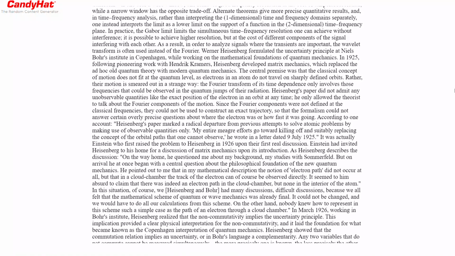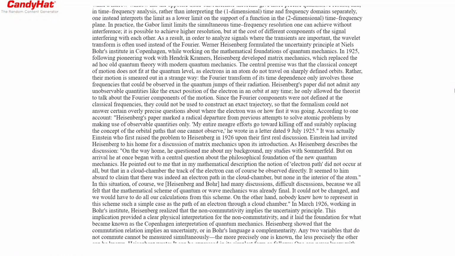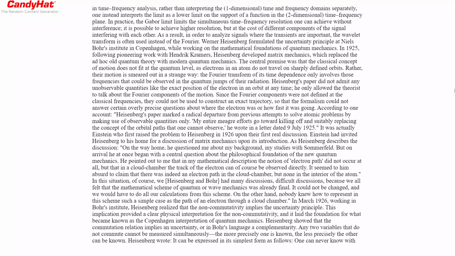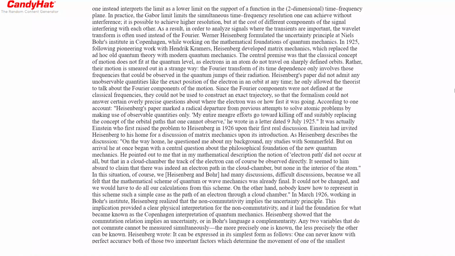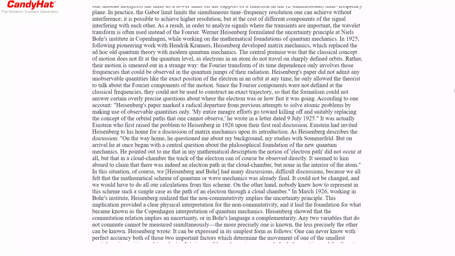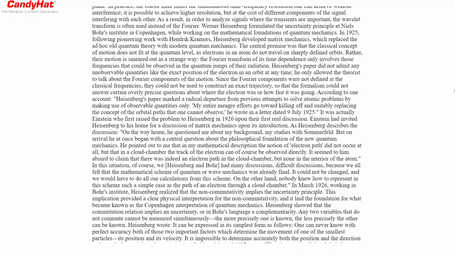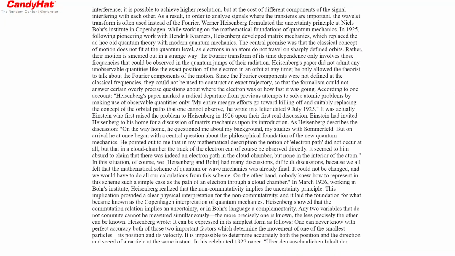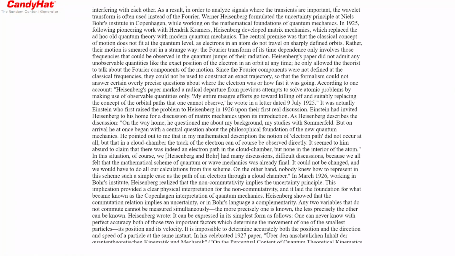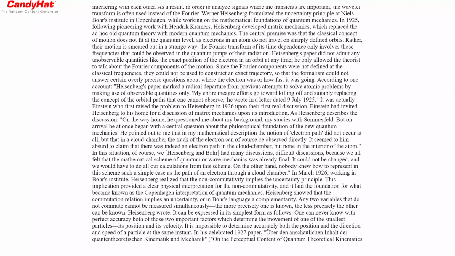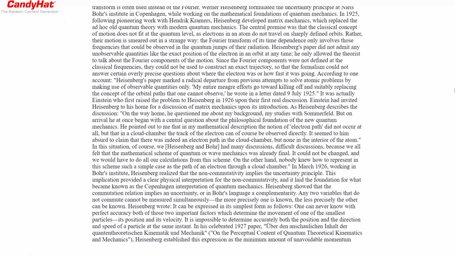In this situation, of course, we, Heisenberg and Bohr, had many discussions, difficult discussions, because we all felt that the mathematical scheme of quantum or wave mechanics was already final. It could not be changed, and we would have to do all our calculations from this scheme. On the other hand, nobody knew how to represent in this scheme such a simple case as the path of an electron through a cloud chamber. In March 1926, working in Bohr's Institute, Heisenberg realized that the noncommutativity implies the uncertainty principle. This implication provided a clear physical interpretation for the noncommutativity, and it laid the foundation for what became known as the Copenhagen interpretation of quantum mechanics.